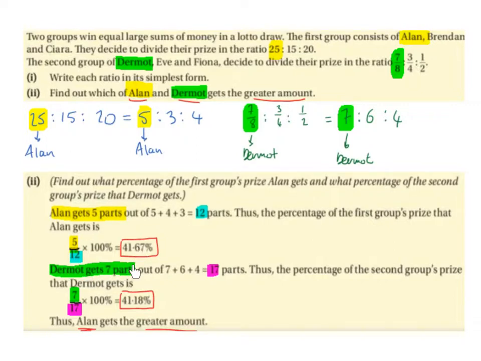Dermot gets 7 parts out of 7 plus 6 plus 4, which is 17 parts. So Dermot got 7 parts out of a total of 17. Thus the percentage of the second group's prize that Dermot gets is 7 over 17 times 100%, which is 41.18%. So Dermot gets 41.18% of his group's winnings. And since 41.67 is bigger than 41.18, Alan gets the greater amount.